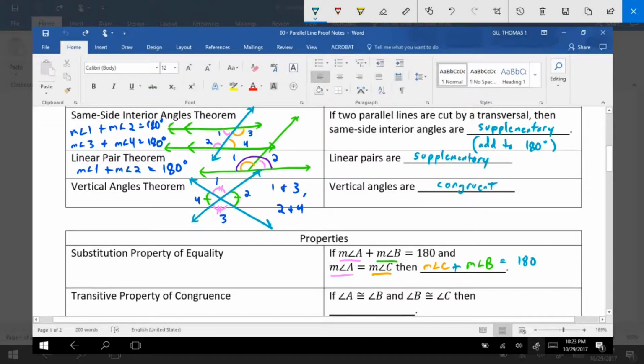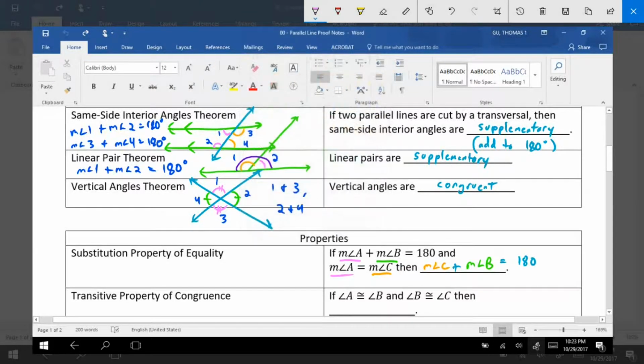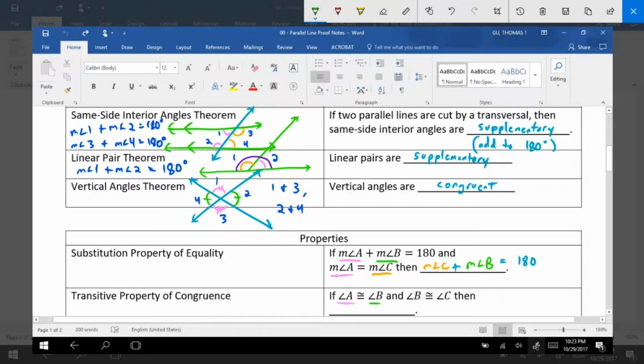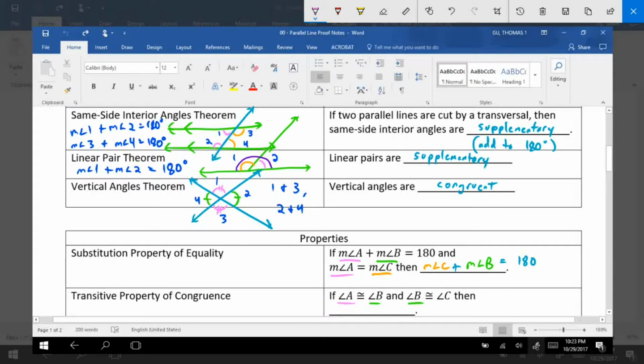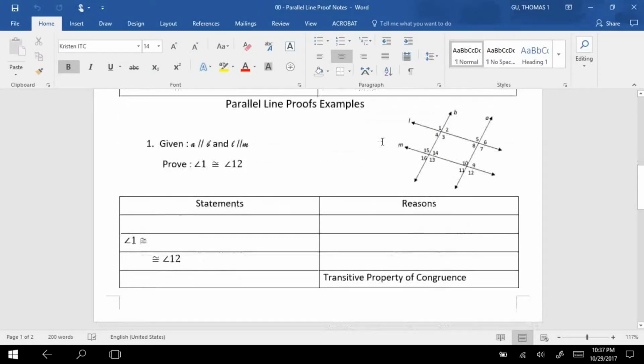The transitive property of congruence. If angle A is congruent to angle B, and angle B is congruent to angle C, then angle A is congruent to which one do you think? Angle C, that's right. So there is the final property that we're going to use on these parallel line proofs. Let's go ahead and try some of these parallel line proofs examples together.